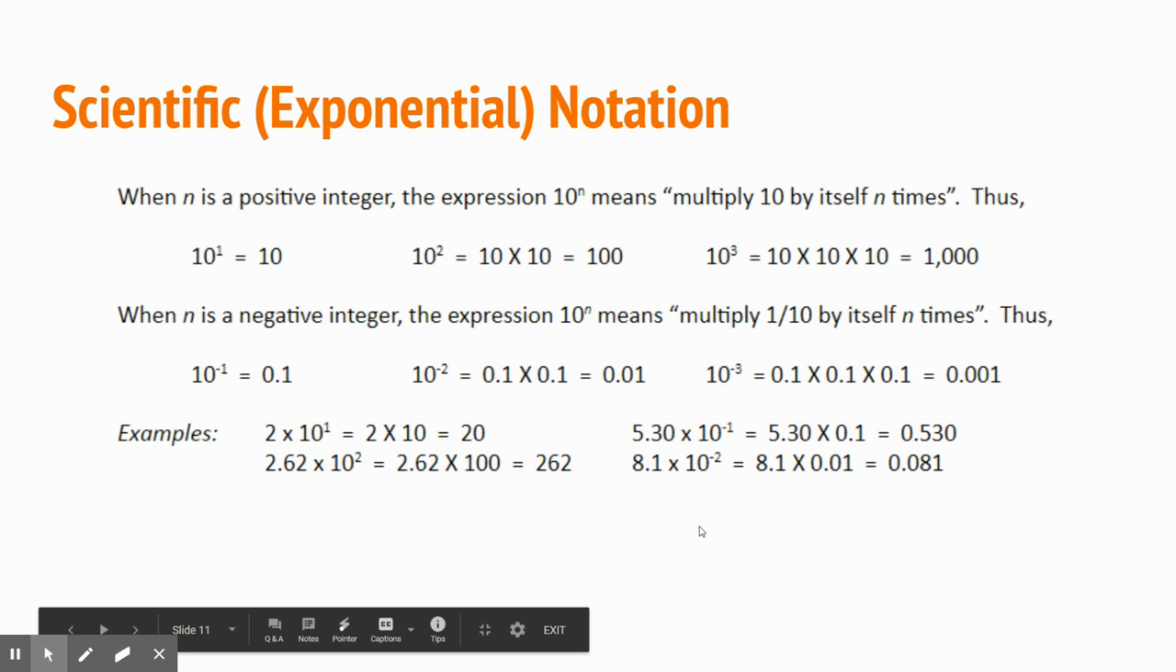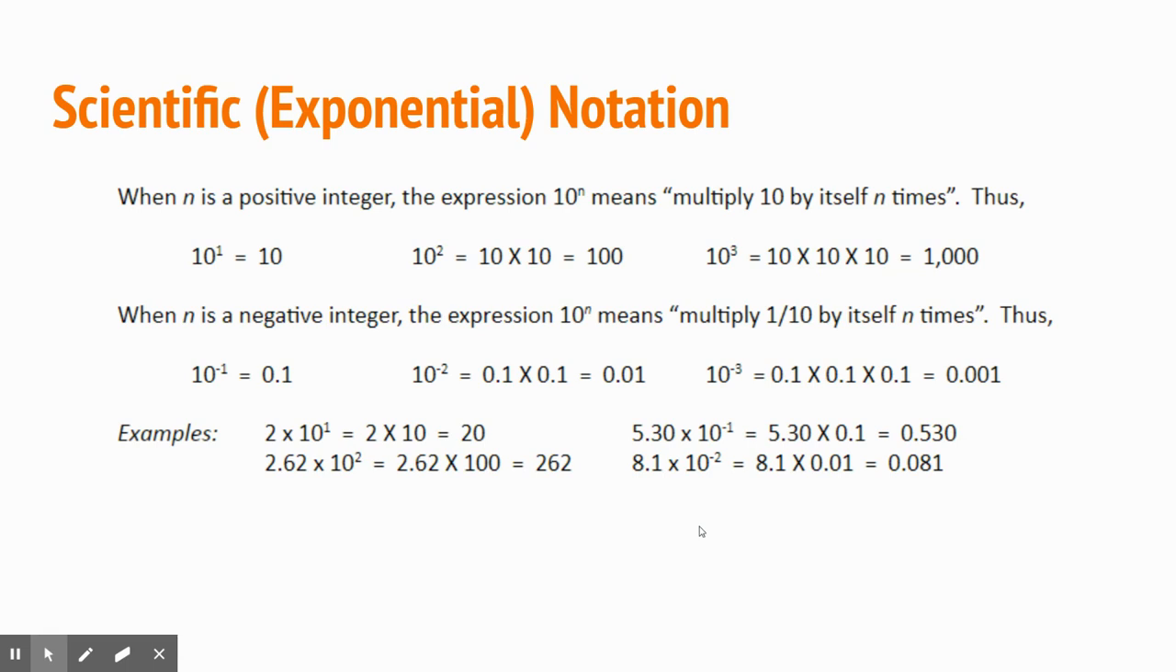When n is a positive integer, the expression 10 to the n means multiply 10 by itself n times. Thus, 10 to the first is equal to 10. 10 squared would equal 10 times 10. 10 cubed would be 10 times 10 times 10, which is equal to 1,000.